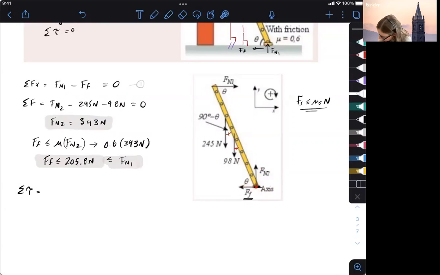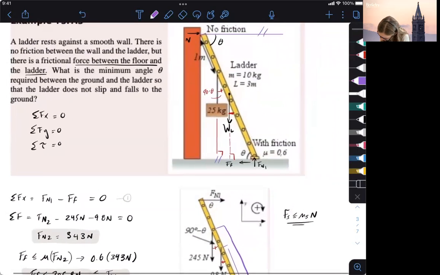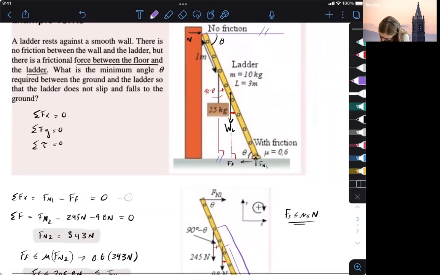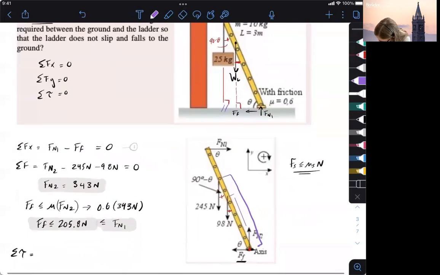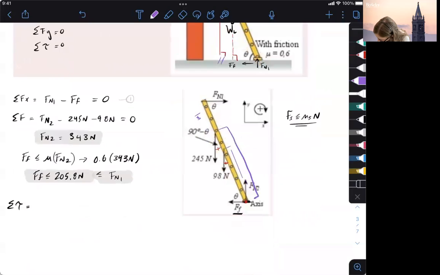So the distances that we're going to have: we have this distance for the weight, then we have this other distance here for this second weight, and then we also have the full distance of the ladder. So we have a halfway point, and we have a point up where that 25 kilogram weight is acting. It's 1 meter from the top, it says. So if the whole ladder is 3 meters long, then this length is 2 meters.